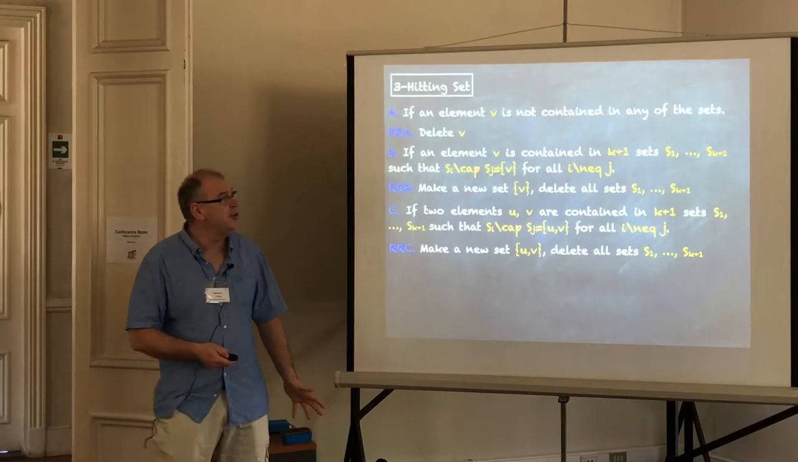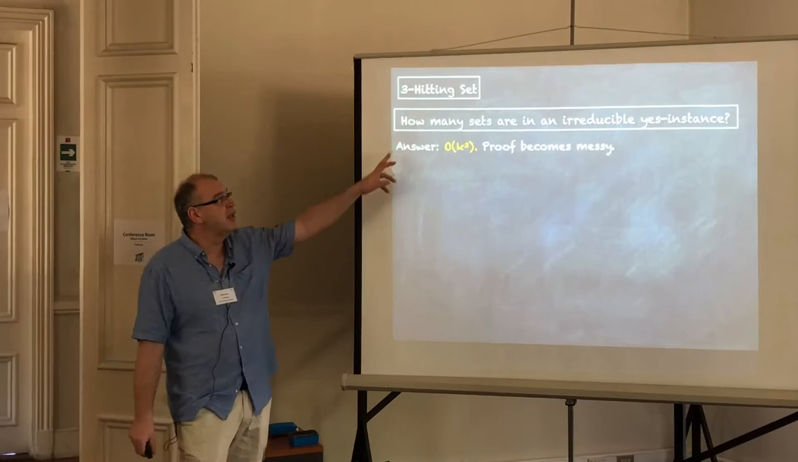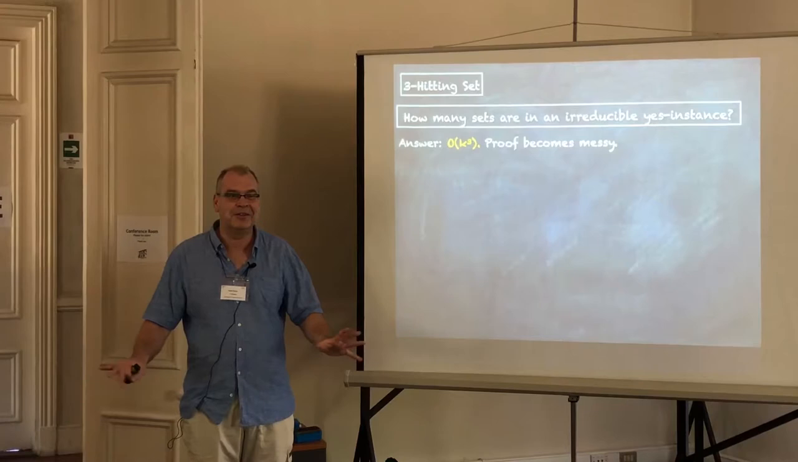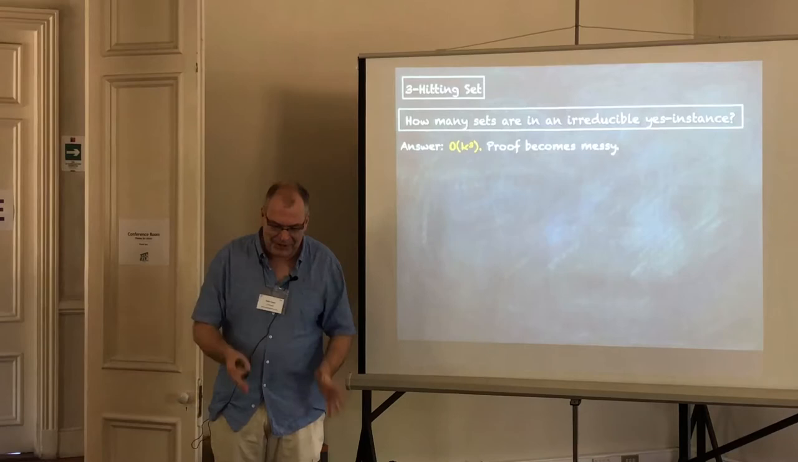Now, if I have a reducible instance, how many sets can be in a reducible instance? The answer is k cubed, but the proof starts to become messy. Actually, I will just try to sketch the proof for you. It is a completely silly thing to do, but I will do it in order for you to appreciate how good mathematics can be really helpful even for such things, right? Okay.